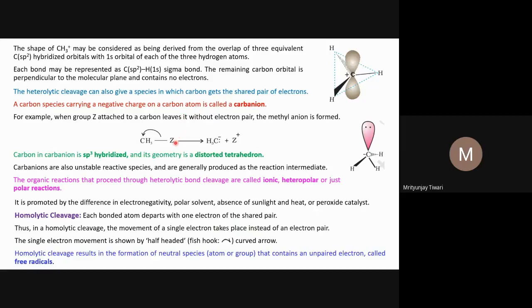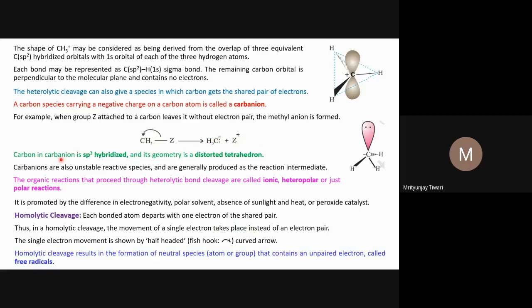So what do we see? In this case, we have used a curved arrow to show the heterolytic cleavage, and this curved arrow starts at the middle of the carbon-Z bond and ends at the carbon atom, because this carbon atom is more electronegative in this case. So this CH3 minus group is formed. The methyl carbanion is formed, and Z plus is usually a metal.